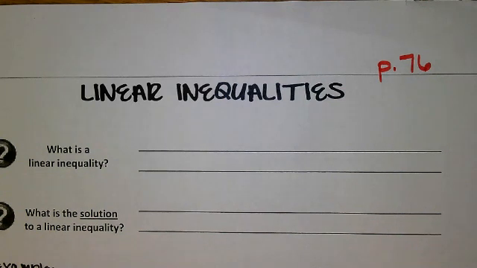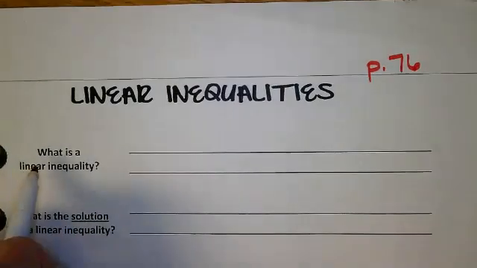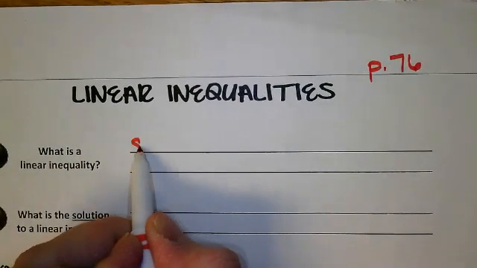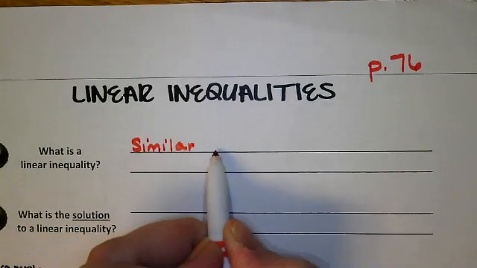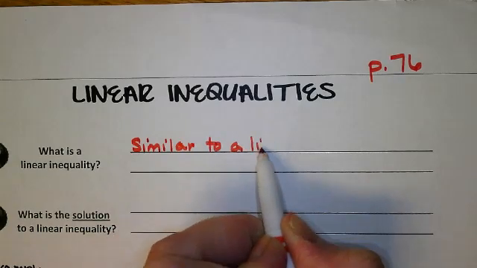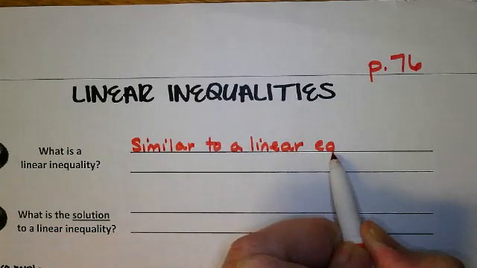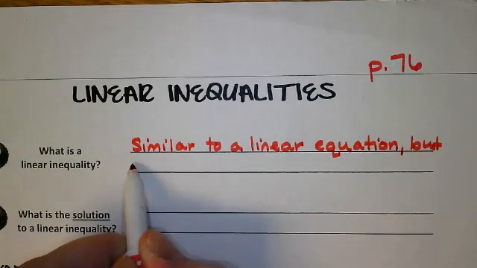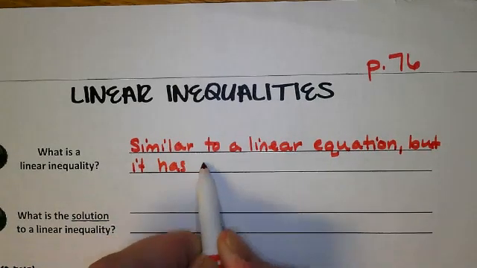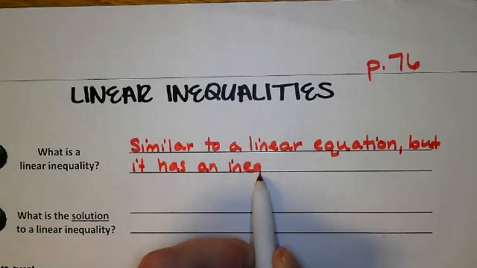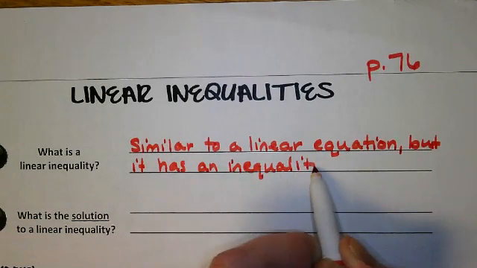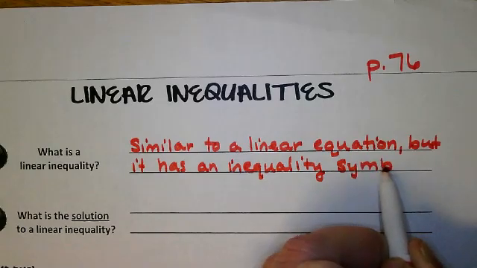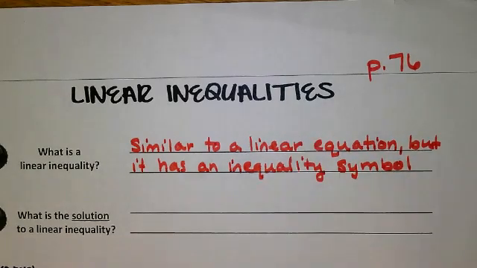Not all ordered pairs, let me rephrase that. You're going to say the solutions in an ordered pair format. There we go. Okay, so what is a linear inequality? Well, it is similar to a linear equation. It's going to form some type of line, but it has an inequality symbol. Less than, greater than, less than or equal to, greater than or equal to. Those are all going to be your symbols.